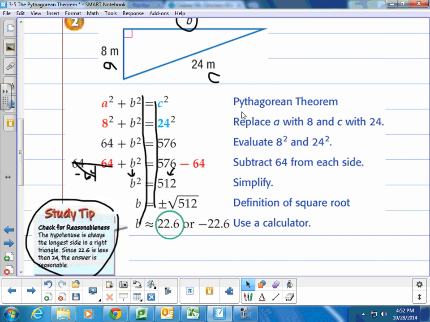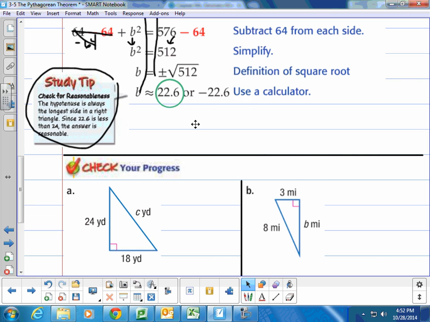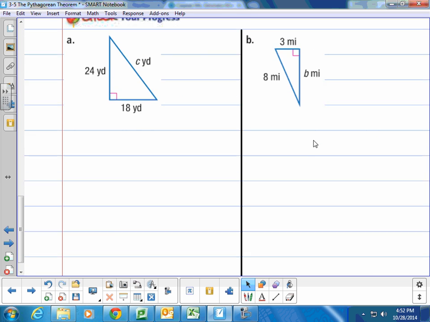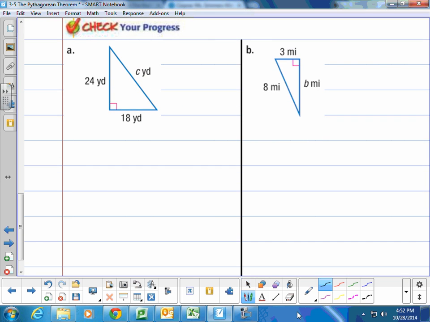What unit were we in? Meters long. Positive, of course, because it's a length. You could pause me right now and try these bottom two. That might be a great idea. And then come back and see if you were correct and kind of work out those things.